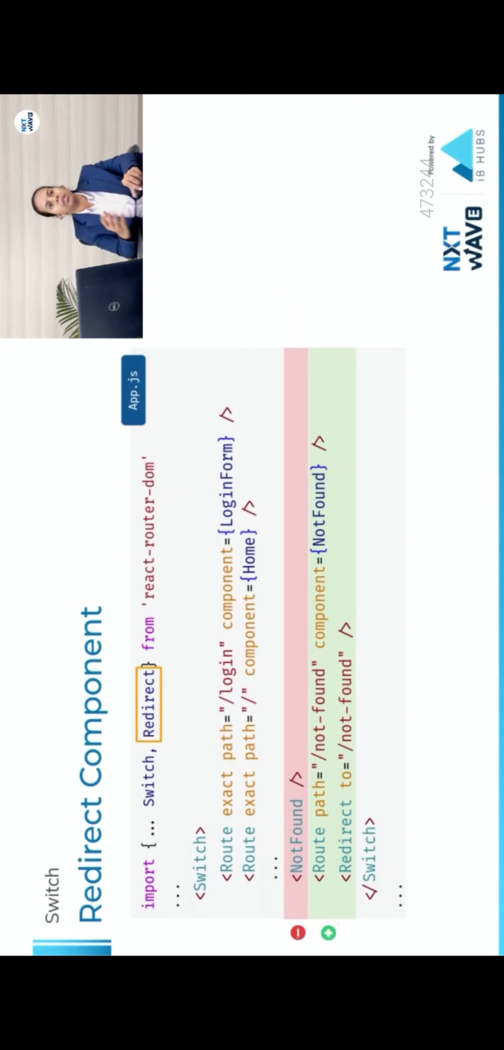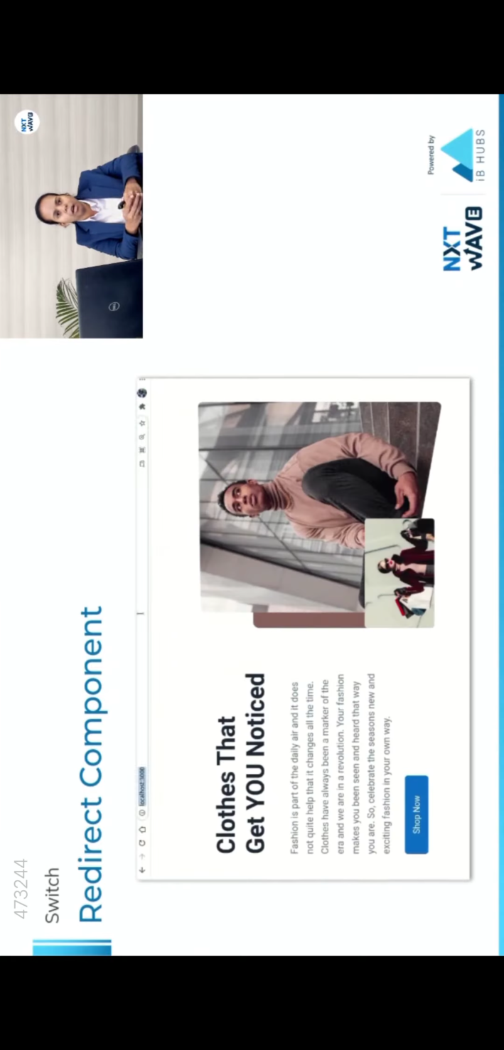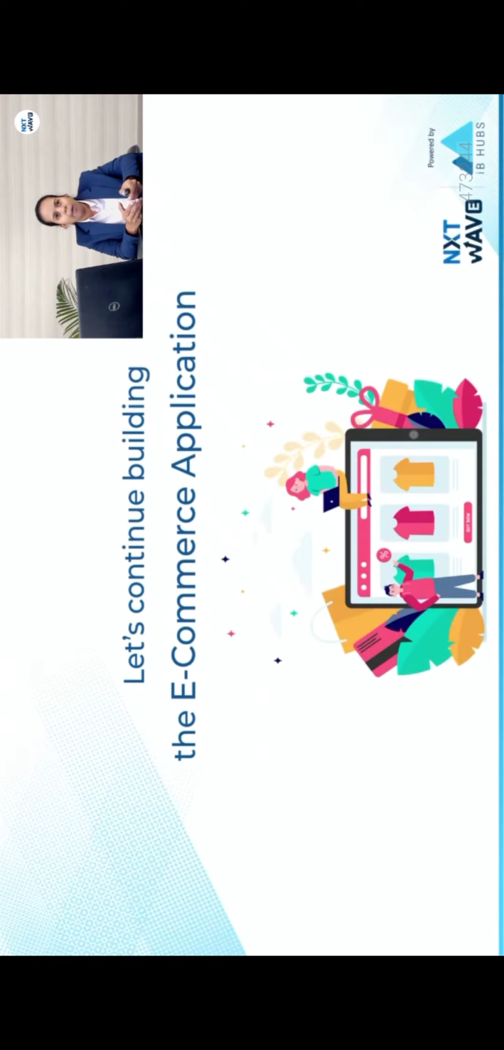So we understood that within the Switch, we can provide any React component that could be a user-defined component or a Route or a Redirect component. And we have seen this output, where when the user is entering some random path which is not defined, then he's being redirected to the not found path. Okay, clear? So now we understood a lot of details about the router Switch. Now let's continue building the e-commerce application.